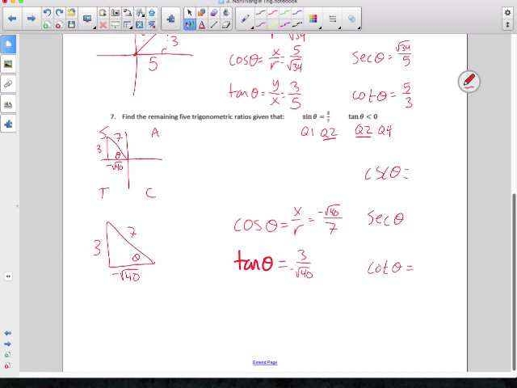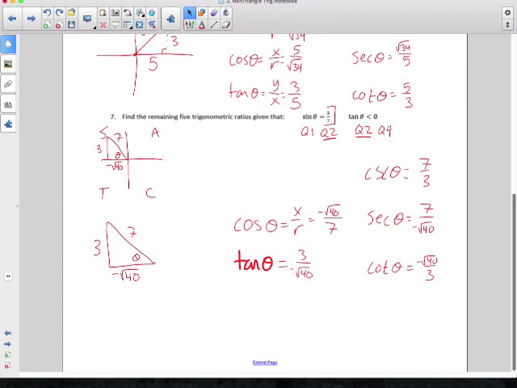This part is easy. You don't really have to think about it. This is going to be 7/3 from what sine was. This is going to be 7 over a negative square root of 40. And this one is going to be a negative square root of 40 over 3.